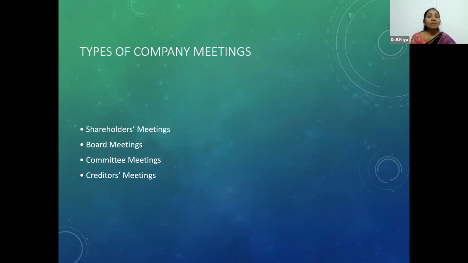Then the committee meeting, which is a meeting of a specialized committee formed by the board to handle a specific area. For example, the audit committee. In the audit committee meeting, they discuss the audits to be taken up, when they will take place, who the members are, the auditing-related matters, and the checklists. Similarly, a remuneration committee meeting only discusses the remuneration part.